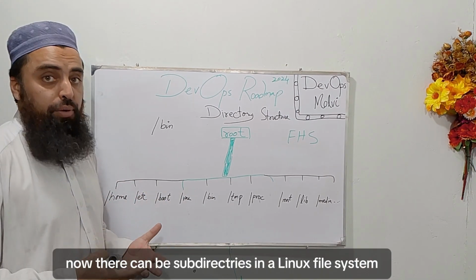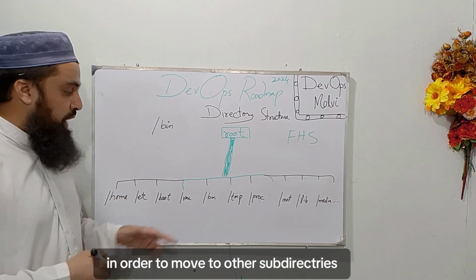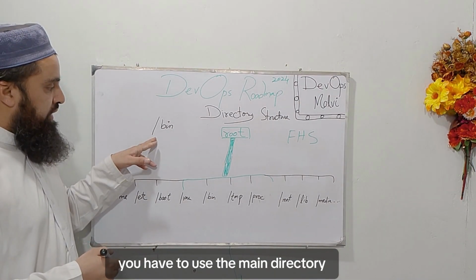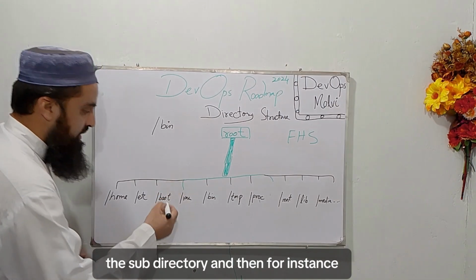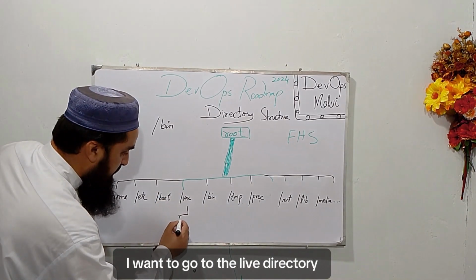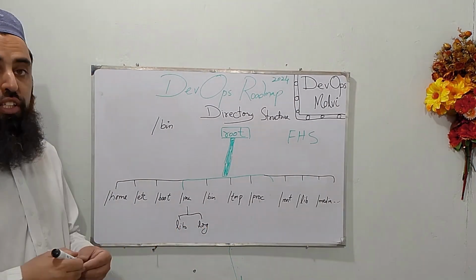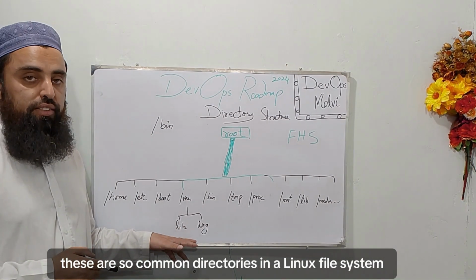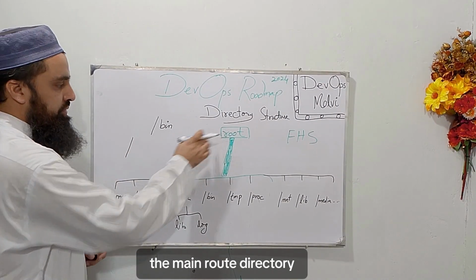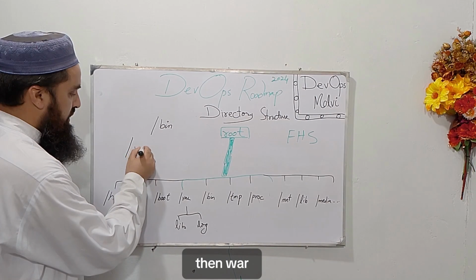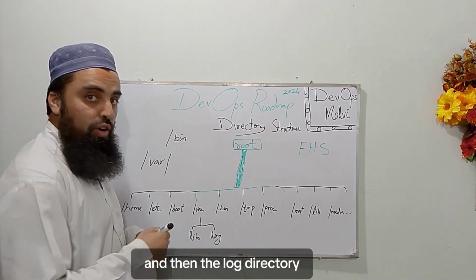Now there can be subdirectories in a Linux file system. In order to move to other subdirectories, you have to use the main root directory, then the subdirectory. For instance, if I want to go to the lib directory, or var log, these are very common directories in a Linux file system. So what would be the path? The main root directory, then var, which is a subdirectory of the root directory, and then the log directory.